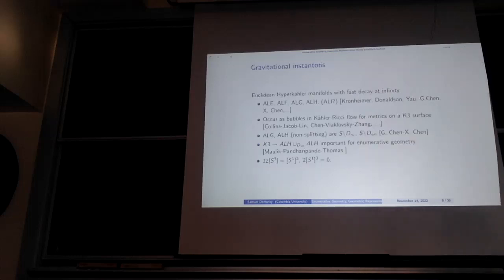Maybe I don't have time to go over this, but these particular elliptic surfaces have important relations to other parts of math. For example, it's known that they exhaust the classification of Euclidean hyperkähler manifolds with fast decay and affinity, based on recent work of a ton of people. Another example: if you take the Kähler-Ricci flow on a K3 surface, there are bubbles that occur. Some of these choices occur as those bubbles.